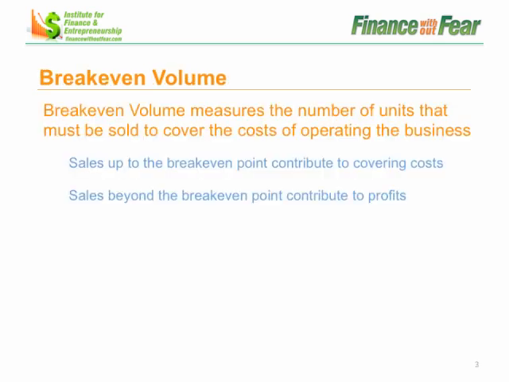Break-even volume measures the number of units that must be sold to cover the costs of operating a business. So sales up to the break-even point contribute to covering costs, and then sales beyond the break-even point contribute to profits. First you have to cover your costs. Once you've covered your costs, the additional units sold contribute to your profits.